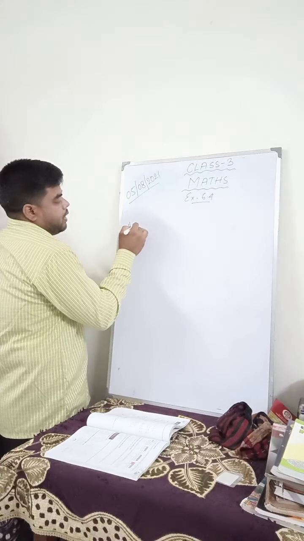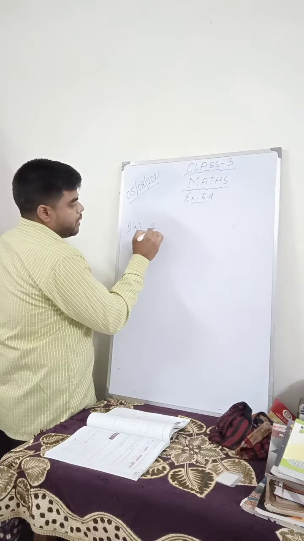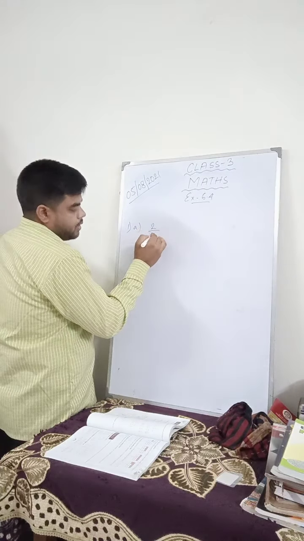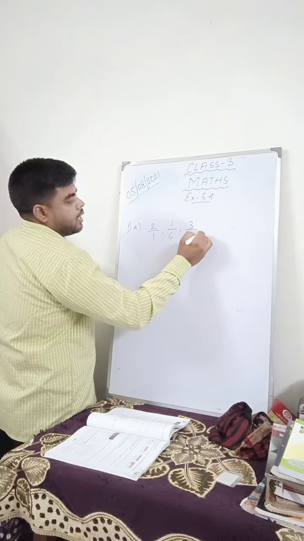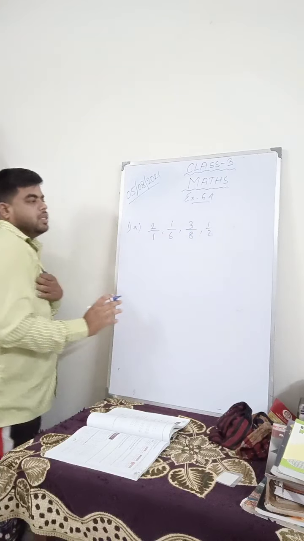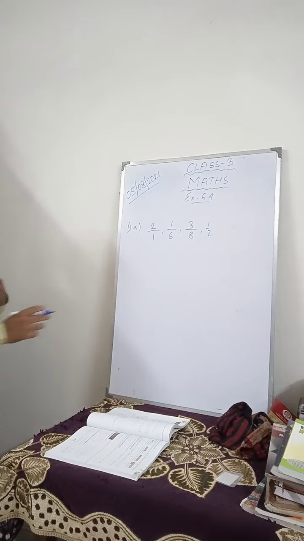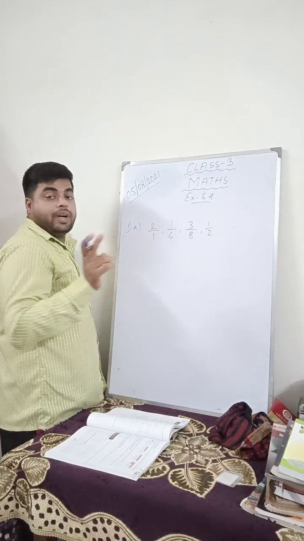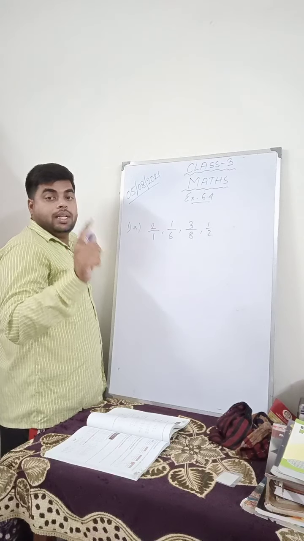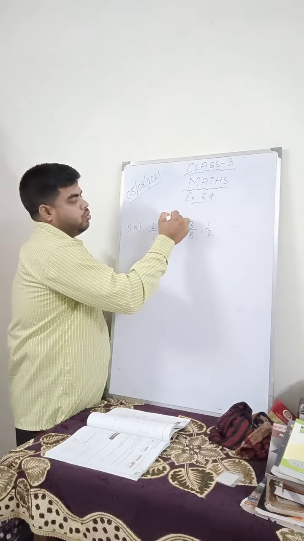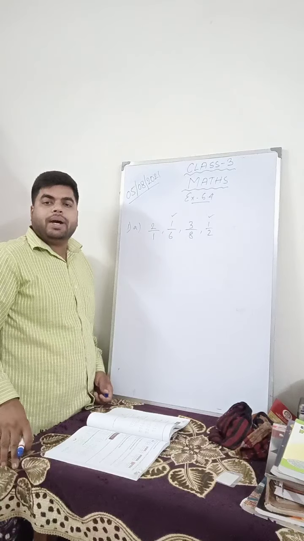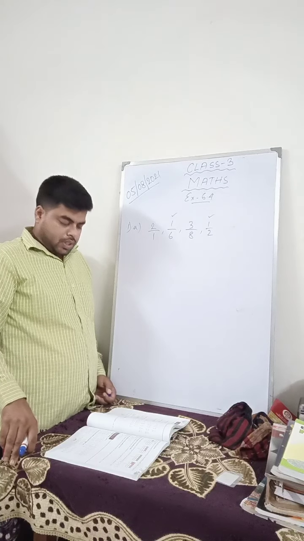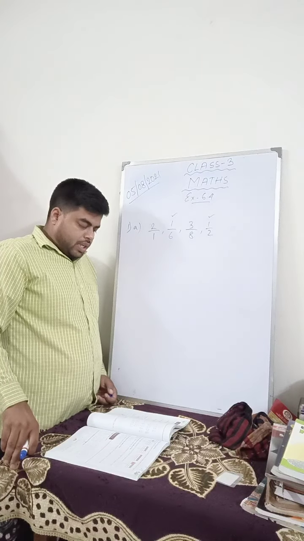Suppose they have given you 2 by 1, 1 by 6, 3 by 8 and 1 by 2. And now they have said that you have to take the unit fraction. Unit fraction means the fraction in which the numerator is always 1. You will take this and this. Then you will do question number B. In question number B, only the first fraction, that is 1 by 8, is a unit fraction. Let us move to question number 2.